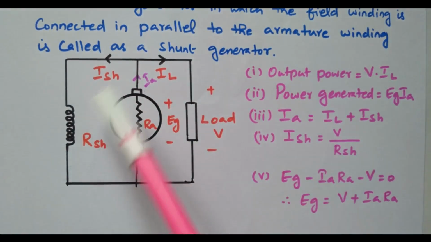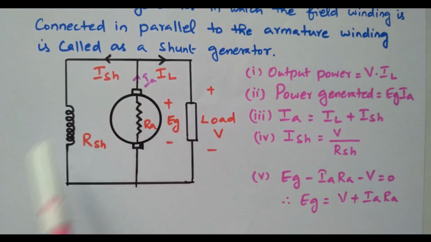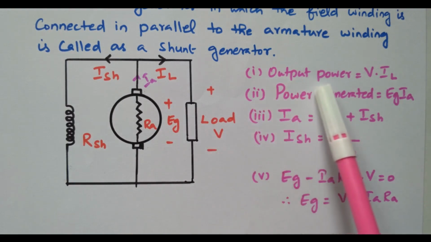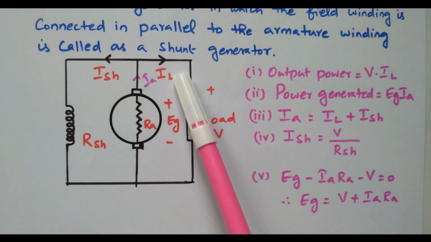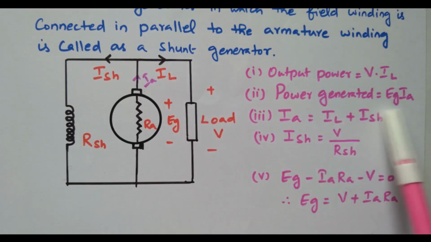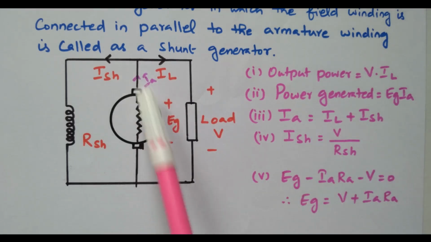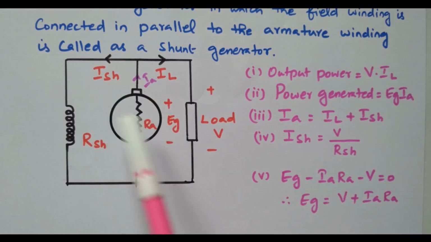So IA will be split into ISH and IL, the load current and the shunt field current. Based on that we will see the equation. The output power is V into IL, terminal voltage into load current. But what is the power generated in the armature? EG into IA is the power generated in the armature. After the drop, the balance will be available in the load terminal, right?